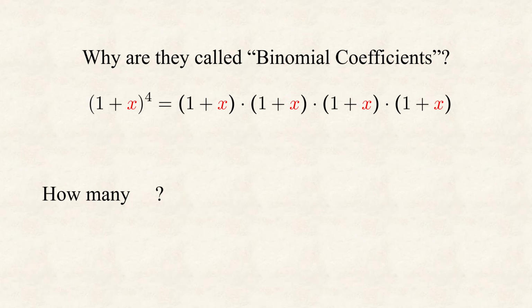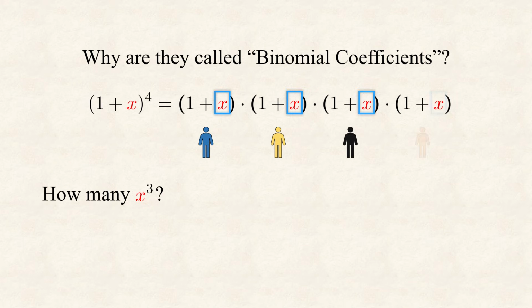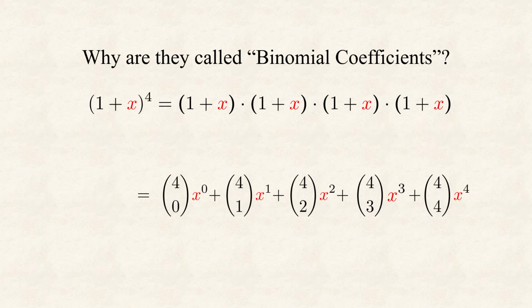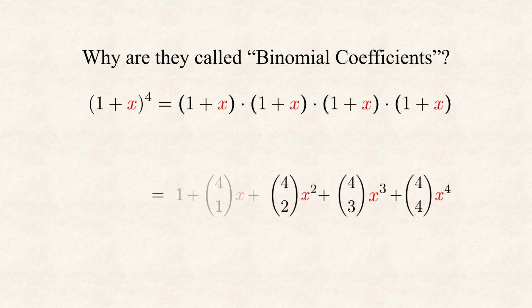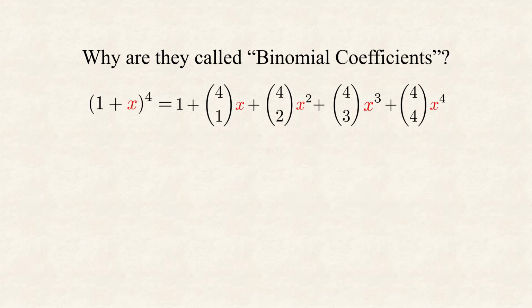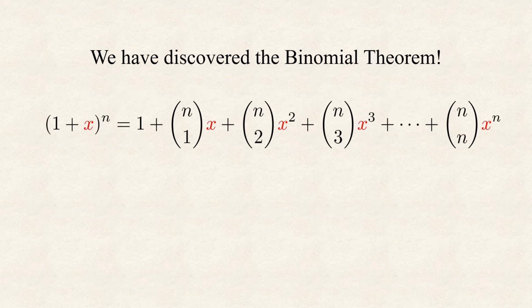The same holds true for x cubed. Choosing 3 of the 4 x's is the same as choosing a group of 3 people, so 4 choose 3. And similarly for the other powers. And just like that, we have discovered the binomial theorem. It states that when expanding 1 plus x to the n, instead of multiplying out, we can simply write all the powers of x, starting from x to the 0, which is 1, up to x to the n, and in front we have exactly the binomial coefficients.